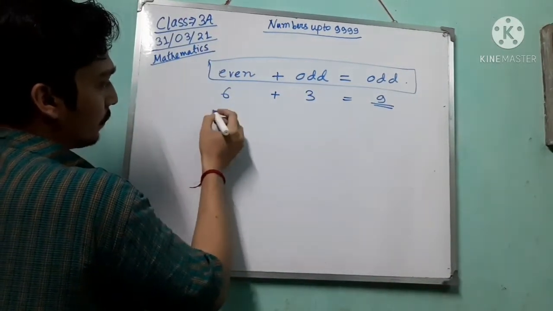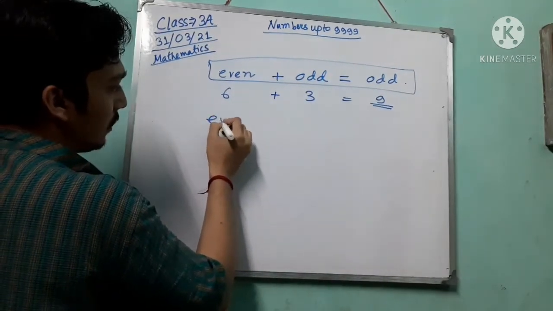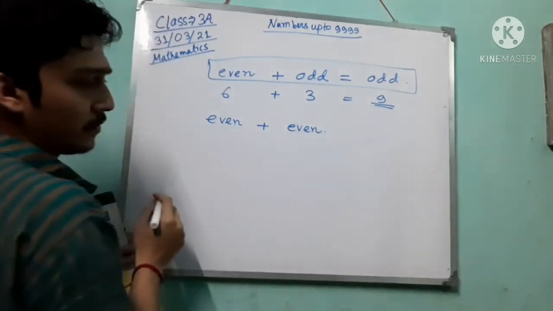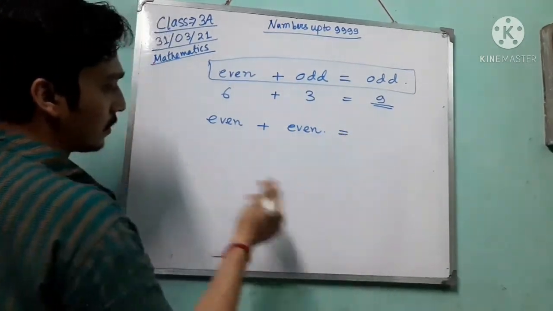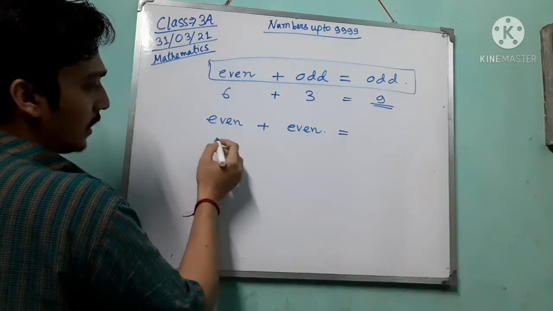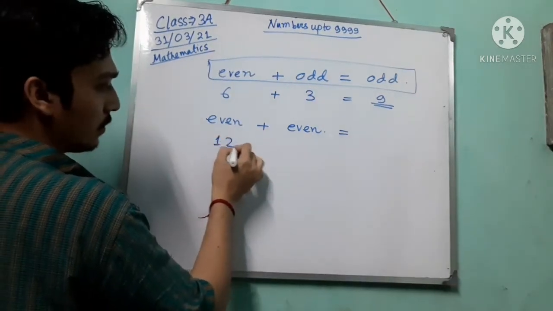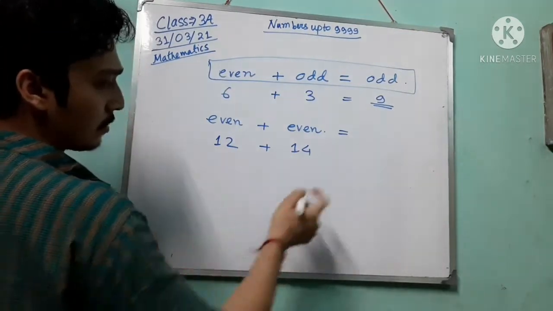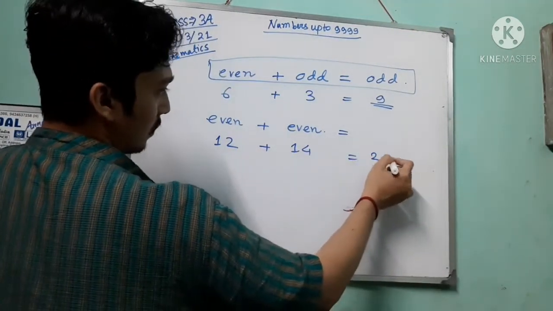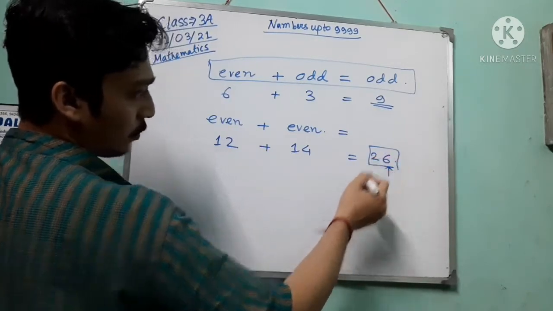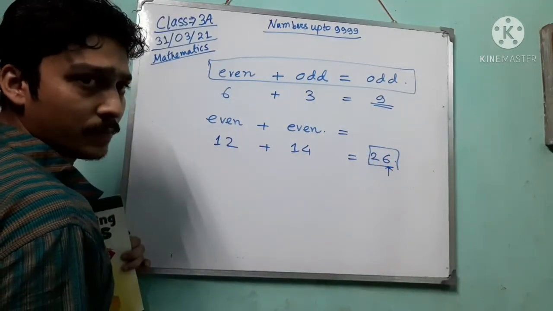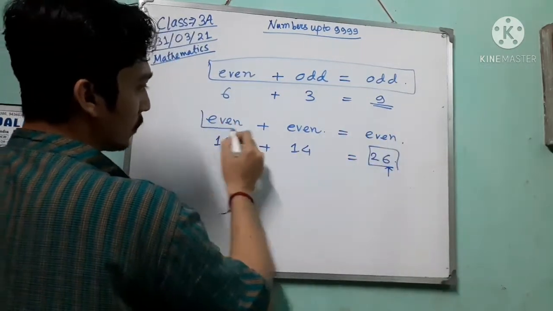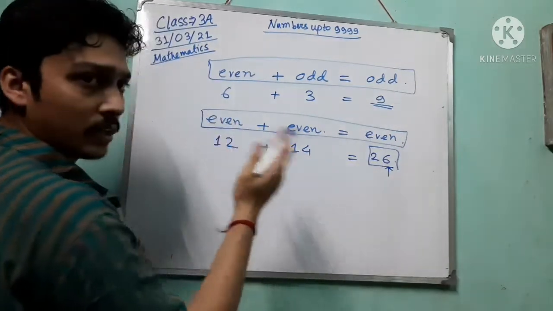Okay. Then if we add even to even number, what will you get? Suppose one even number is 12, and another even number is 14. If you add these, you will get 26. And you know, in the ones place, the digit is 6, so it will be an even number. So the sum of two even numbers is also an even number.